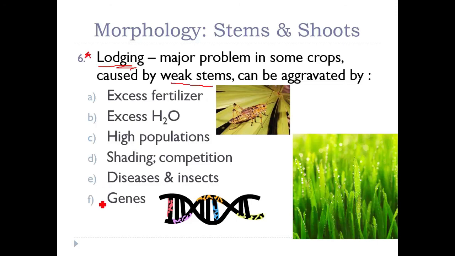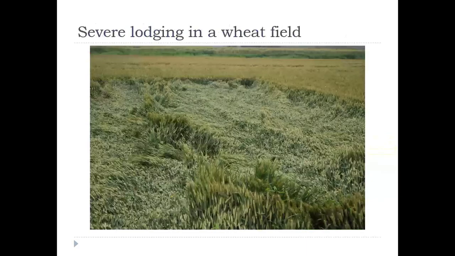And then, of course, there's the contribution of genetics. Some varieties or cultivars of plants are simply more prone to lodging than others, and you can breed and design plants to resist lodging, and that's one of the major objectives of many breeding programs, is to prevent lodging. We don't see as much lodging as we used to because we have developed plant cultivars that are very resistant to lodging. Here's an example of lodging that occurred in a wheat field.